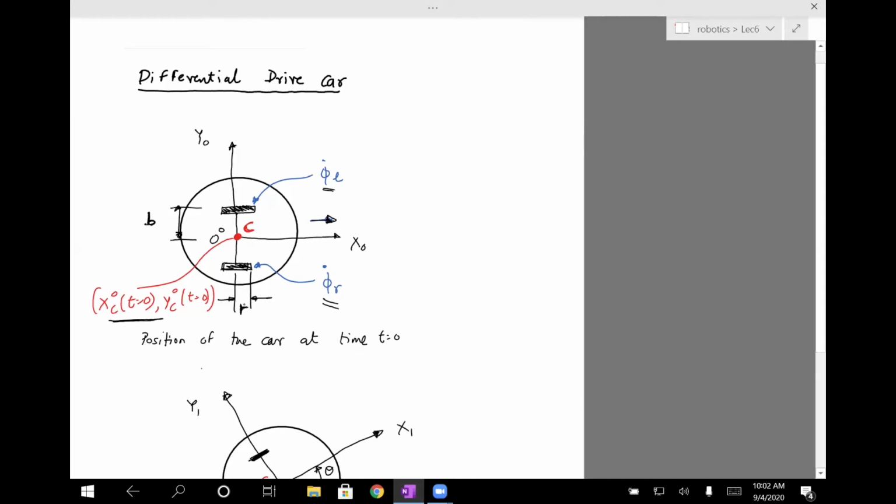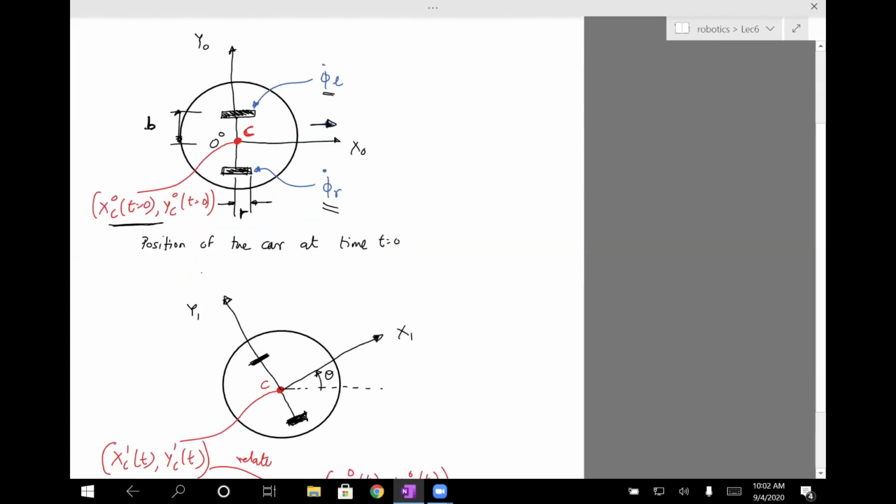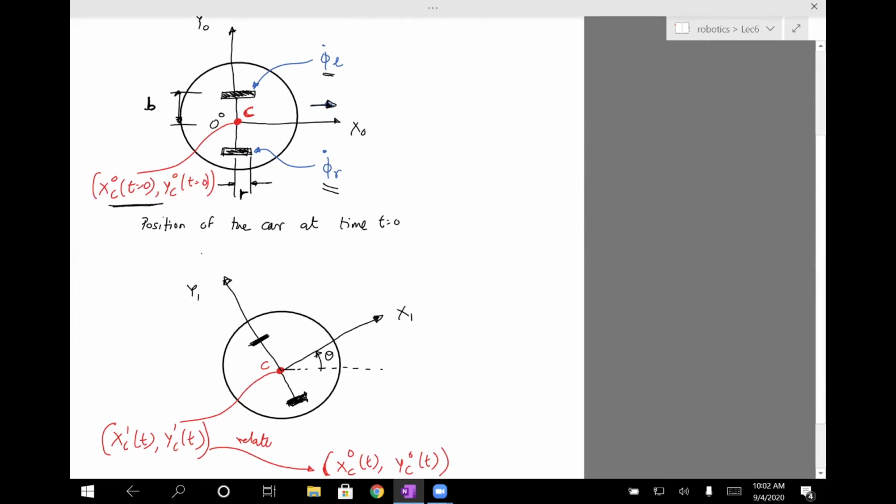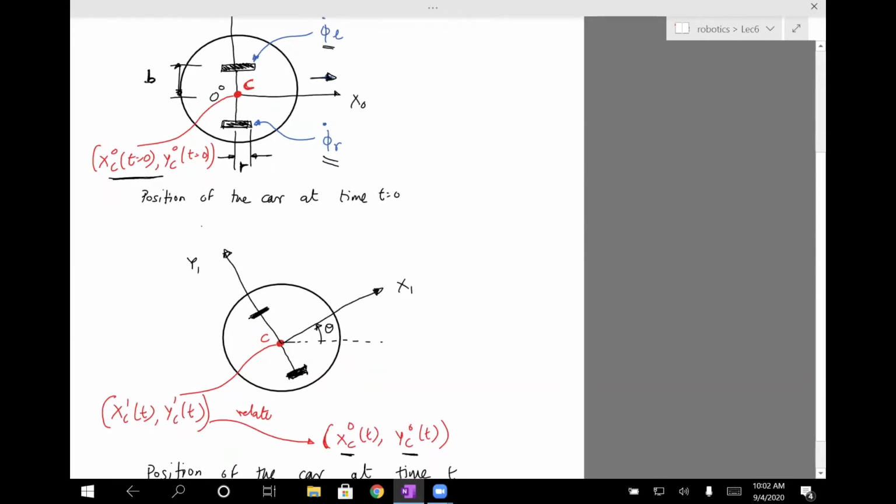Okay, so initially the car is in the position shown. X0, Y0 are the coordinate frames, that's the fixed frame, and we're going to keep track of the car with respect to that frame. So that frame is say the corner of a room where you're trying to locate the car from that particular corner. As time goes by and you make the car move by spinning the right and left wheels, at some different time t, the car will be in the position shown in the figure below.